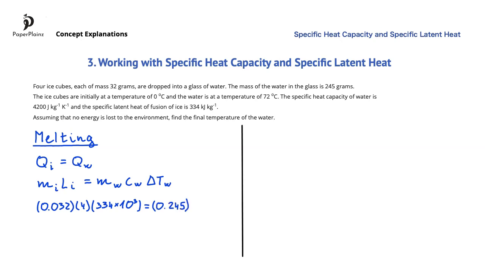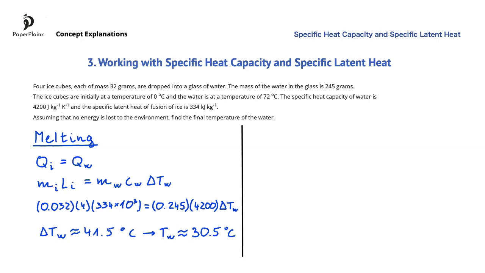0.245 kilograms, times the specific heat capacity of water, so 4200, and we don't know the temperature change of the water. Rearranging for delta Tw and carrying out the calculations, we get approximately 41.5 degrees Celsius for the change in the temperature of the water. This means that the temperature of the water that was originally in the glass, right after the ice has melted, is 72 degrees Celsius minus 41.5 degrees Celsius, and this gives us approximately 30.5 degrees Celsius.